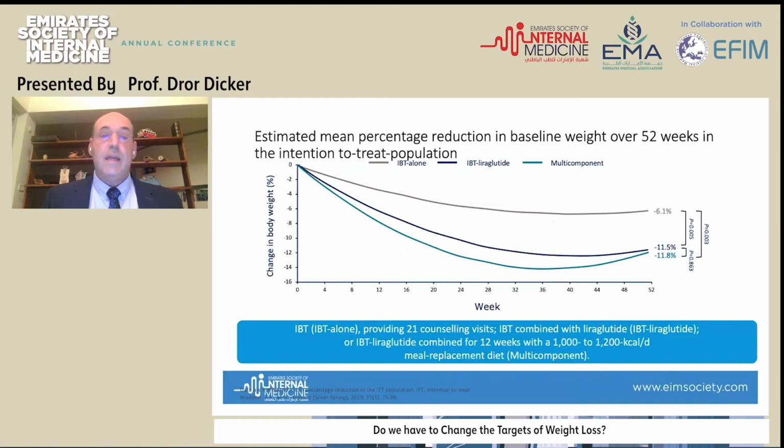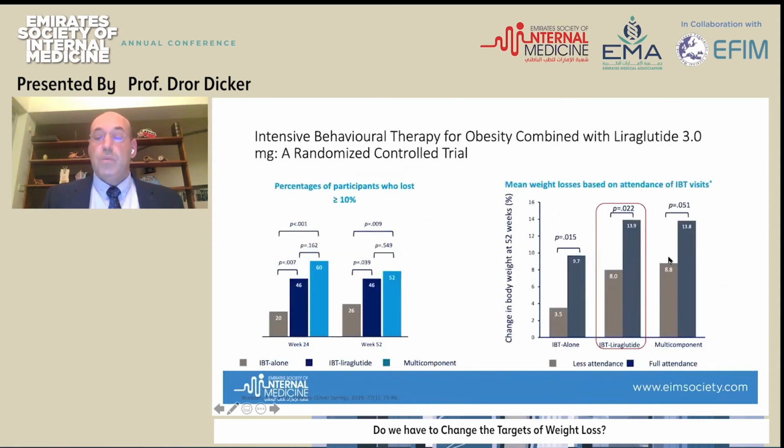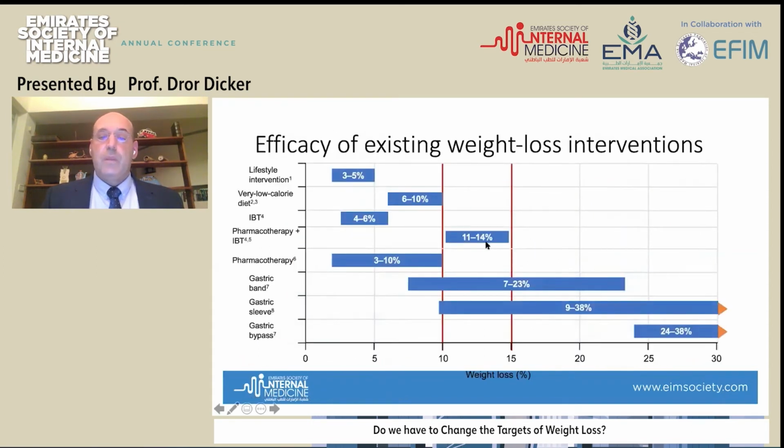In another study, the SCALE IBT study, they combined liraglutide 3.0 milligram with intensive behavioral treatment. And again, after 1 year, we can see that more than 10% weight loss was achieved and maintained. If we look at the categorical weight loss, those who participated in most of the IBT sessions lost nearly 14% of their weight. Again, the combination of intensive behavioral treatment and pharmacotherapy can lead to between 10 to 15% weight loss. So now we are breaking the ceiling of 10% weight loss and achieving targets of nearly 15%.